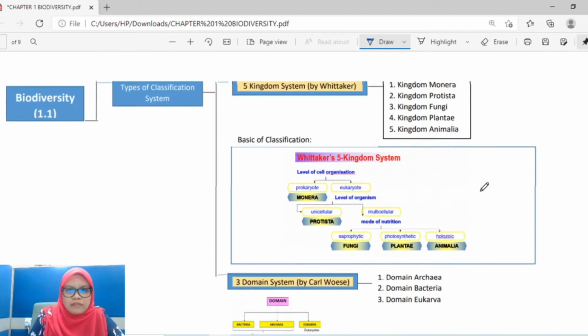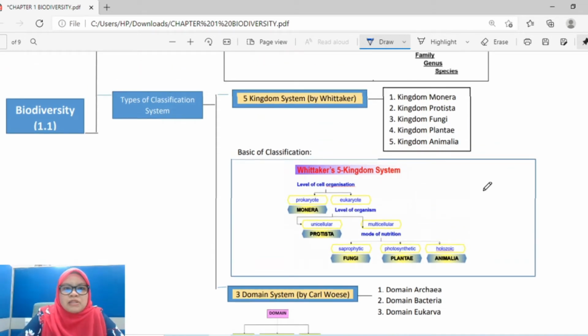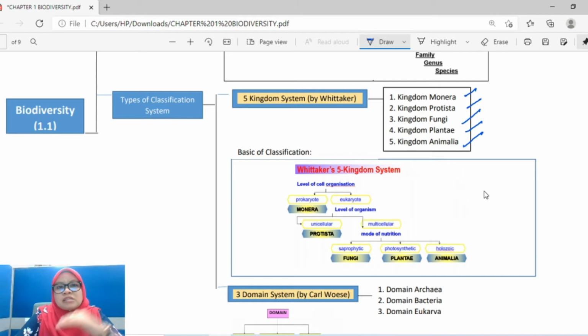Right, next is types of classification system. We have 2 types of classification system. First is the 5 kingdom system proposed by Whittaker. And second one is the 3 domain system, which was proposed by Carl Woese. So, in the 5 kingdom system, the kingdoms are Monera, Protista, Fungi, Plantae, Animalia. Wajib ingat ikut susunan. Why? Because the sequence starts from Monera until Animalia. This refers to the complexity of the organisms under the kingdom.